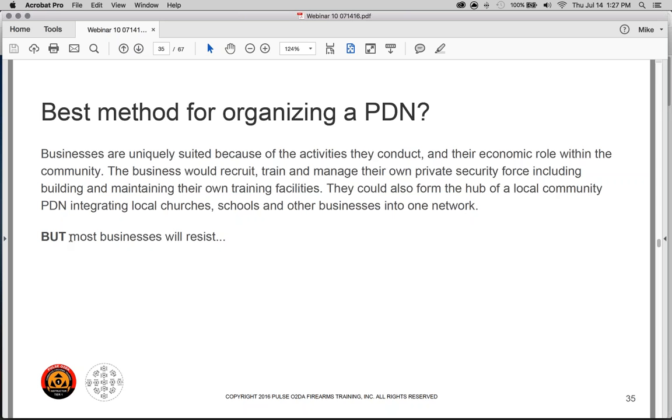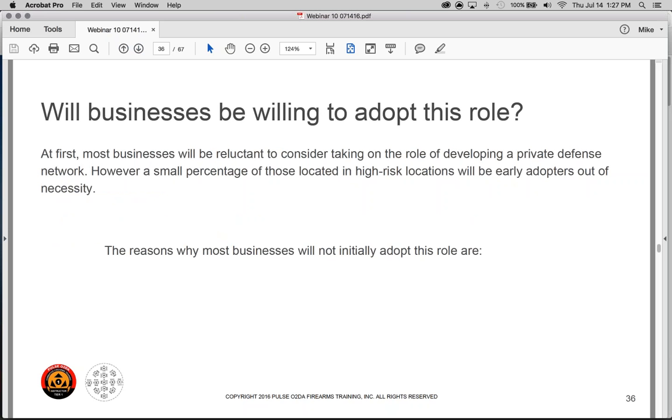But at the outset, most businesses will probably resist the notion of setting up a private defense network. Why is that? Most businesses will be reluctant to consider taking on the role of developing a private defense network. There are several good reasons why. I mean, it's hard to argue with those reasons that we'll get to in a second.